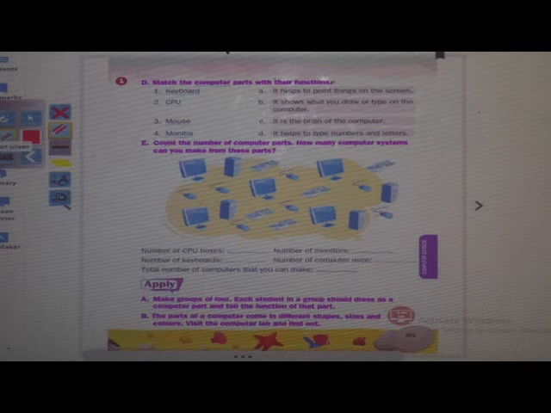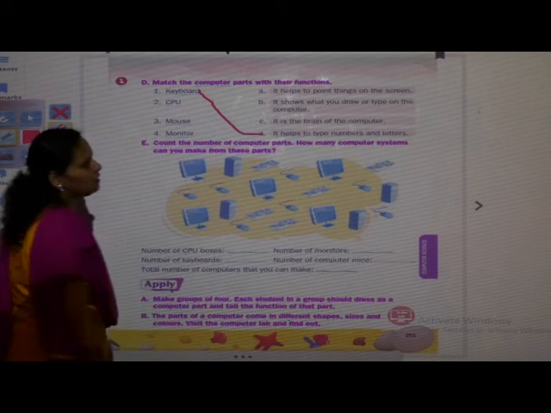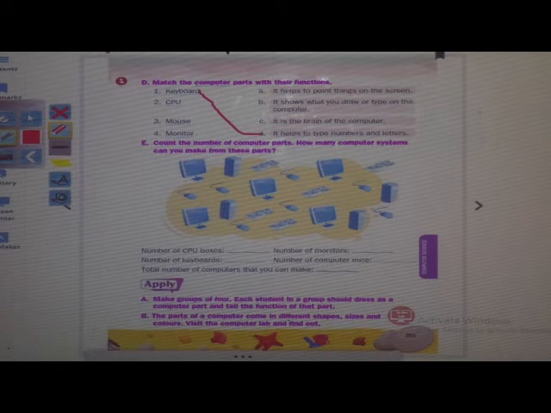Match the computer parts with their functions. So here the computer parts are given and here the functions. Functions means what they do. The first is keyboard. What does the keyboard do? It helps to type numbers and letters. So you have to join it, keyboard to D1, that is it helps to type numbers and letters.